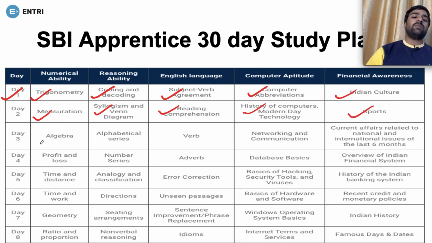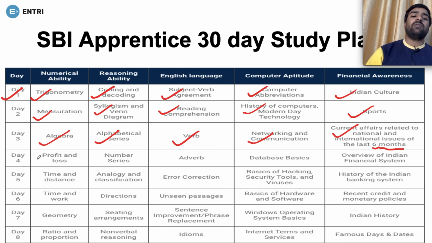On day 3, you can go with algebra from the math section, alphabet series from reasoning, verb from English, network and communication from computer, and from the financial awareness section, go with current affairs related to national and international issues of the last 6 months. As you know, these last 6 months always play a crucial role.